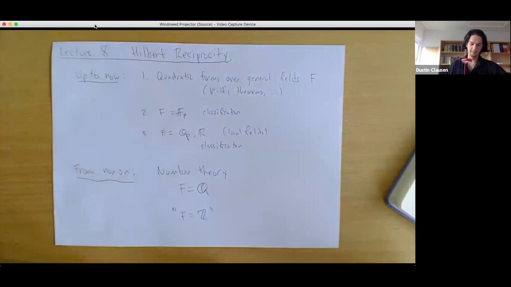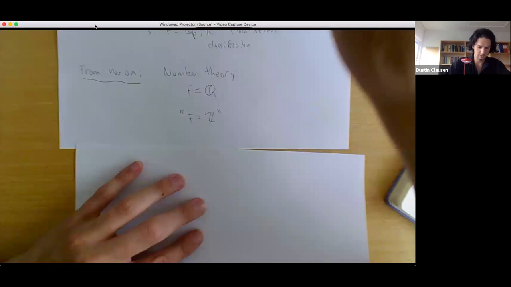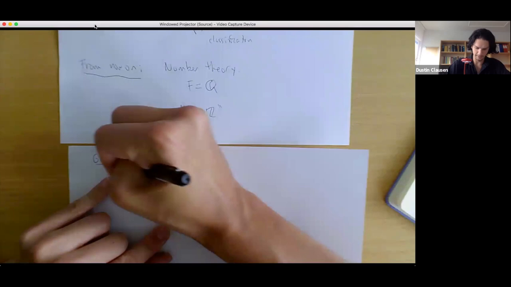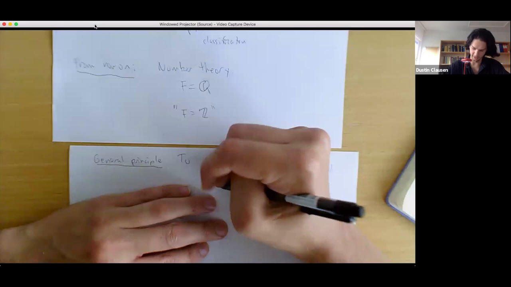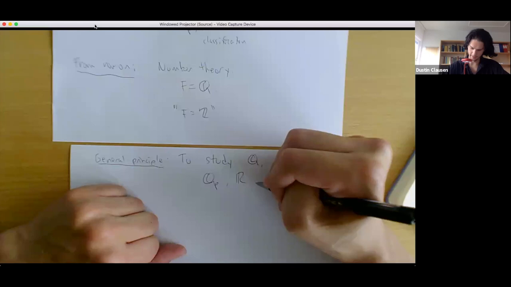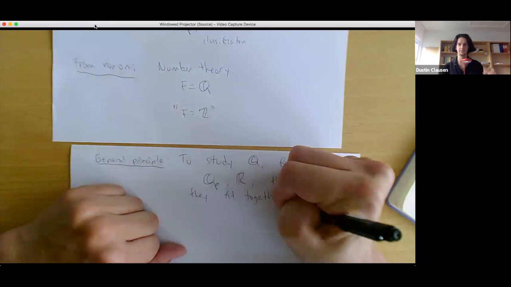The work that we did in the first half will not be in vain. And in fact, there's an important general principle in number theory, which is, roughly speaking, that to study the rational numbers, you should first study Q's non-trivial completions, so the p-adic numbers and the real numbers, then see how they fit together. And what we're going to be doing in these first few lectures is this general principle applied to the case of quadratic forms.